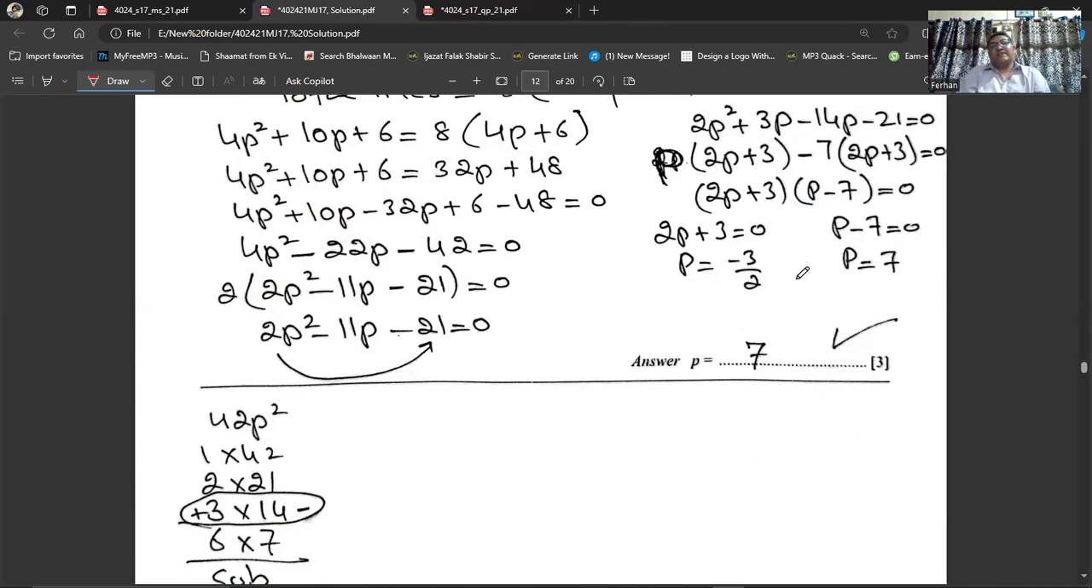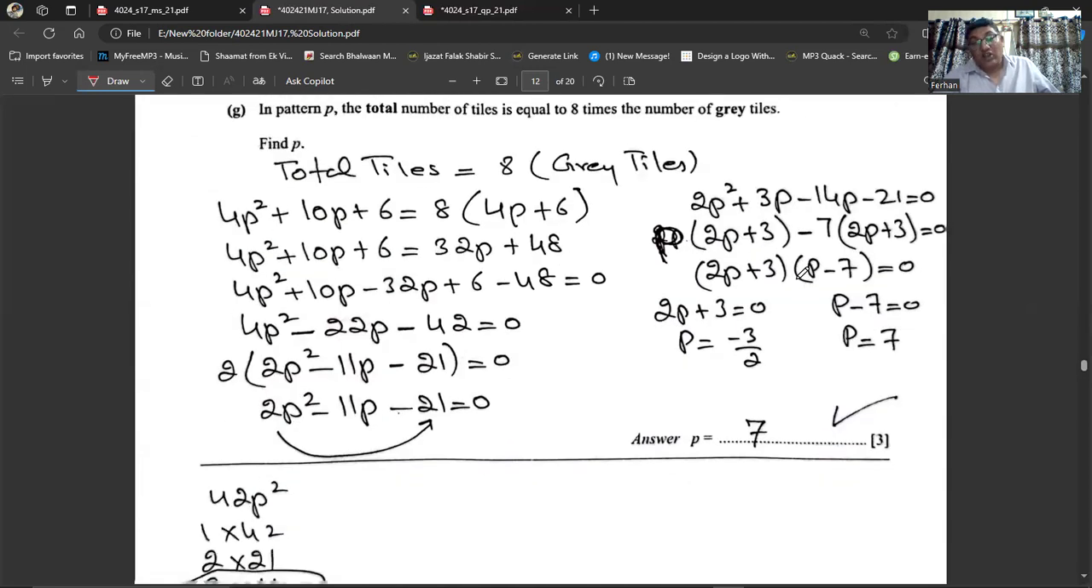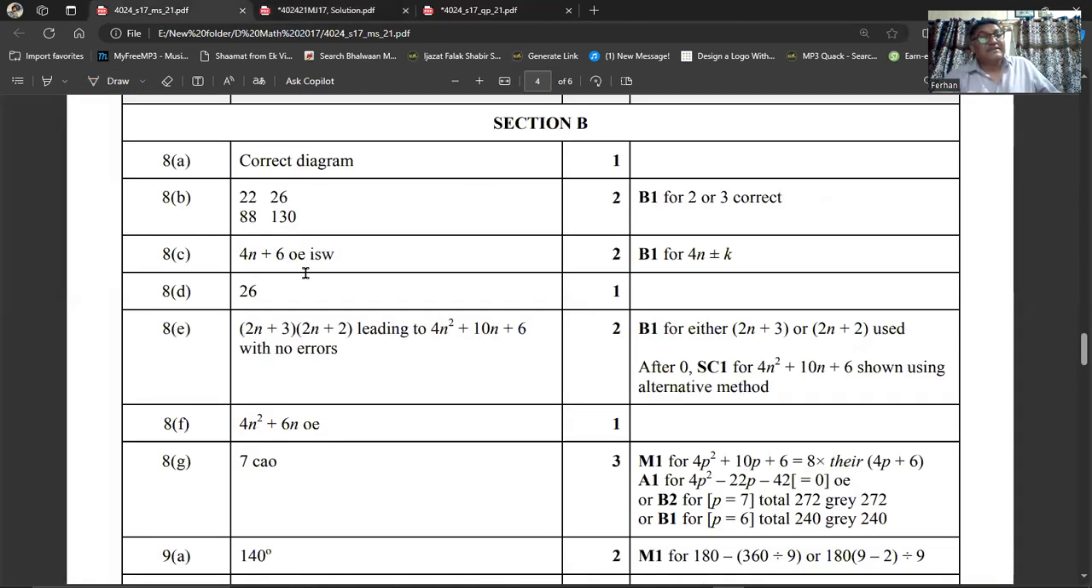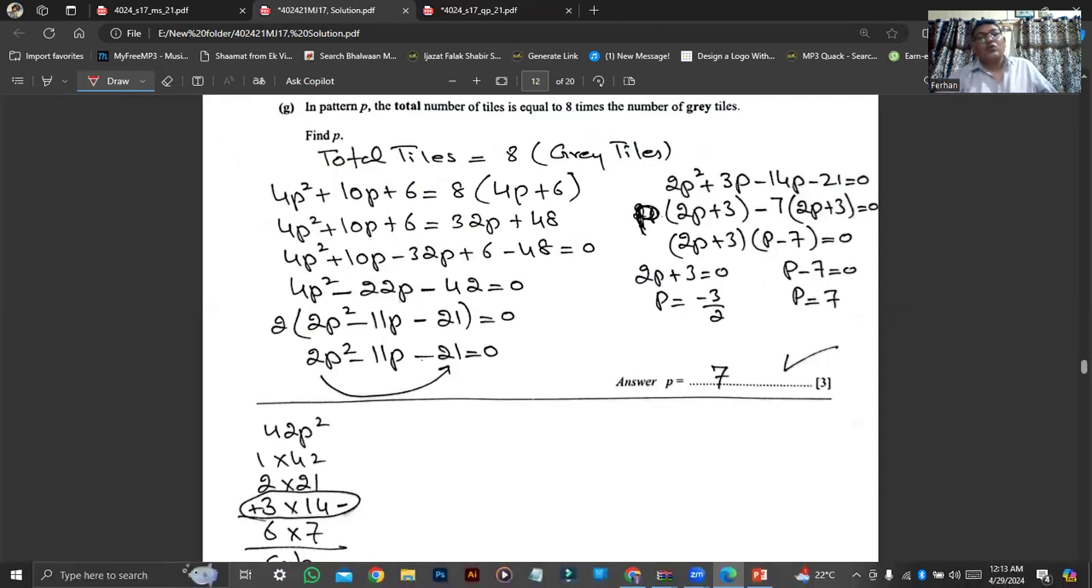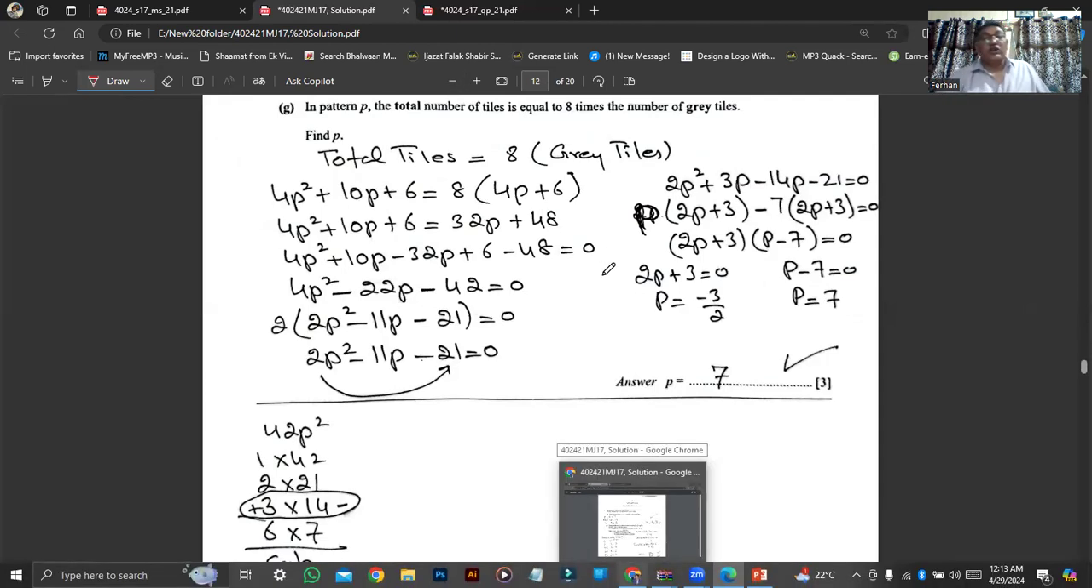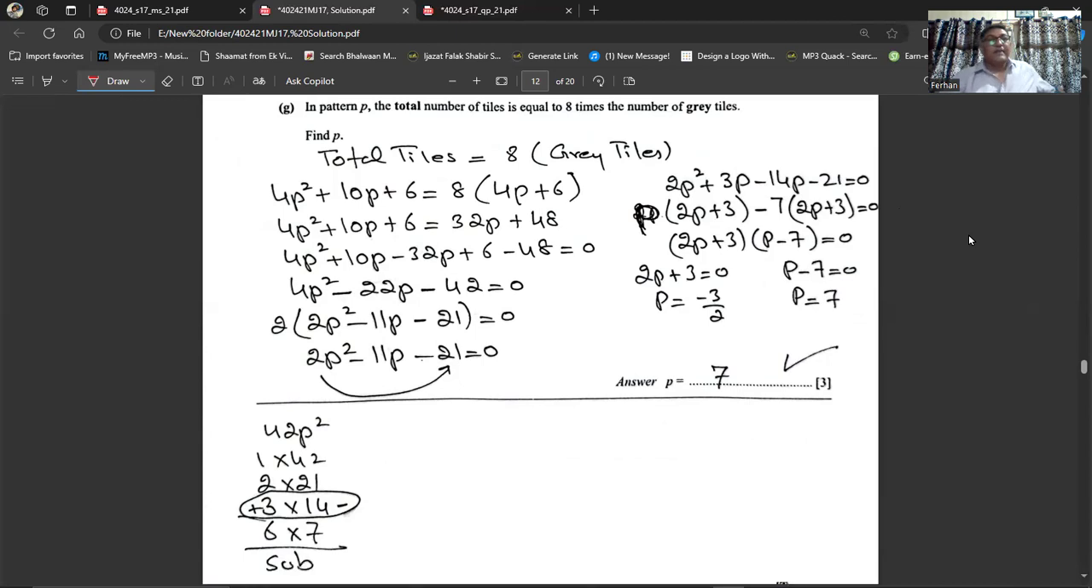Because p is the number of patterns, it cannot be negative, so p is 7. That is the right answer, sir. The whole question is showing up on your screen. If you want more time with this, you can pause the video.